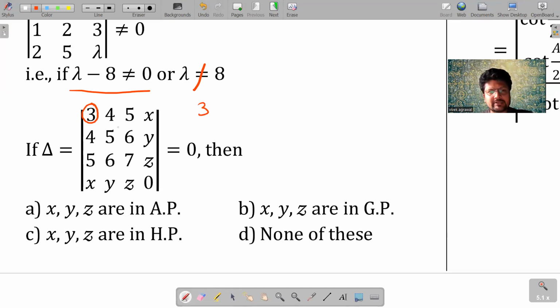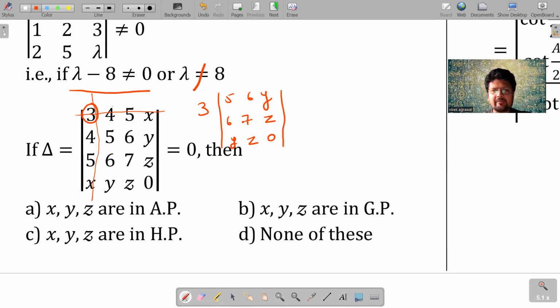So when you are choosing 3, what will happen? This row and this column will be ignored, right? And 3 will be multiplied with whatever is left. And what is left here? 5, 6, y, 6, 7, z, y, z, 0. So 3 will be multiplied with this determinant.